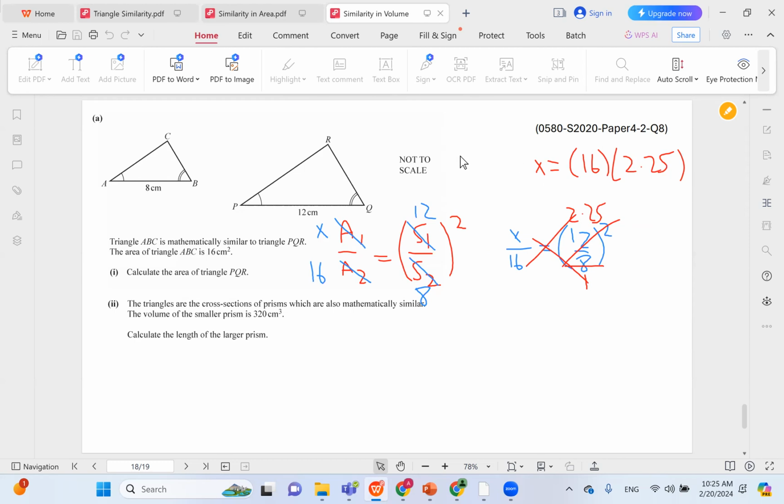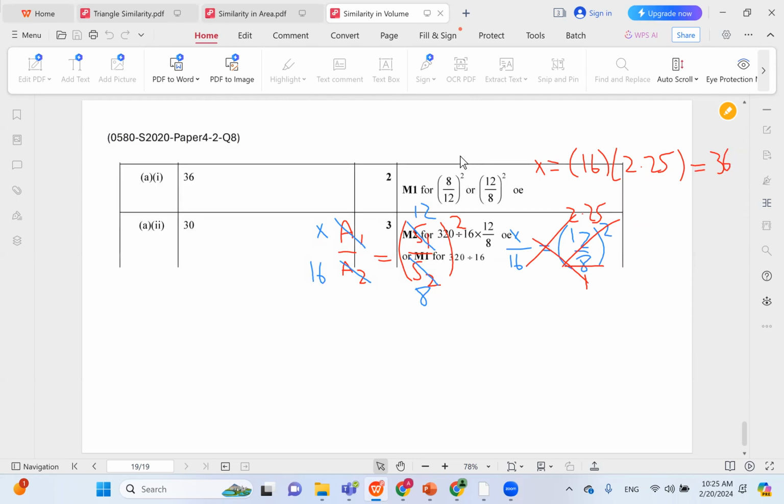So 16 multiplied by 2.25 would give us 36. Therefore, the area of the large triangle is 36. Let's check the marking scheme. So part i is 36, which is correct.